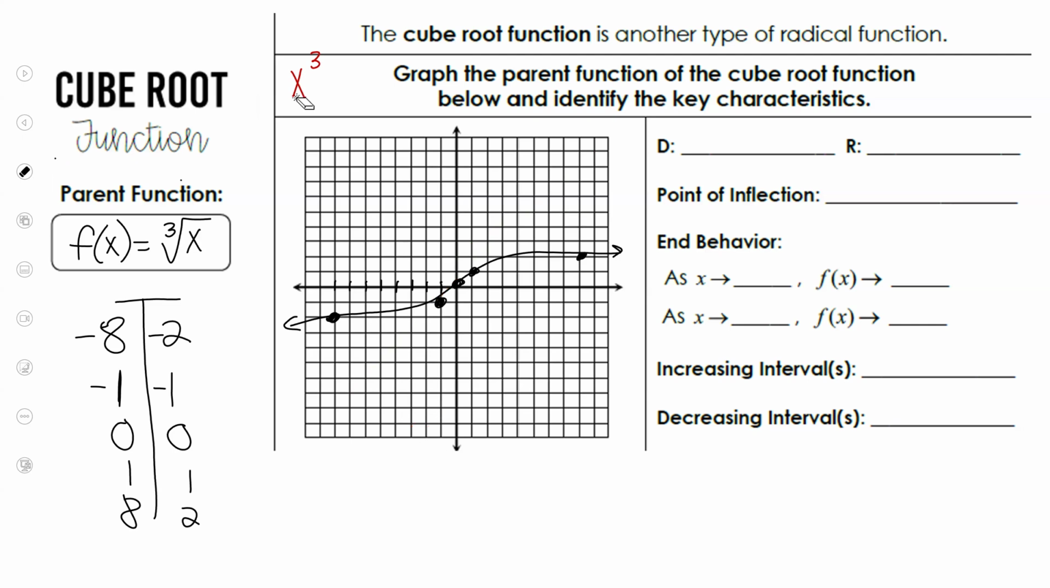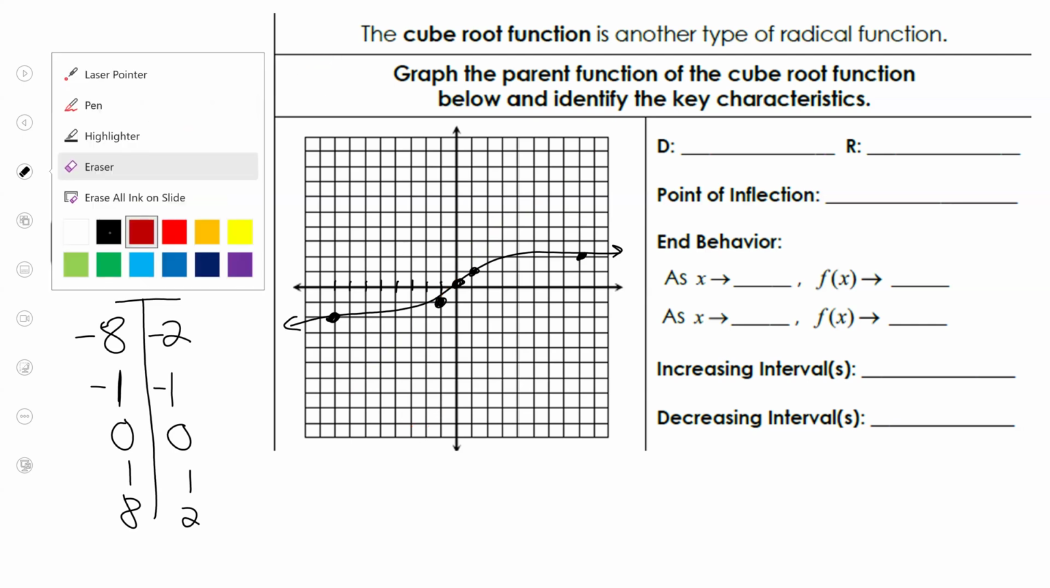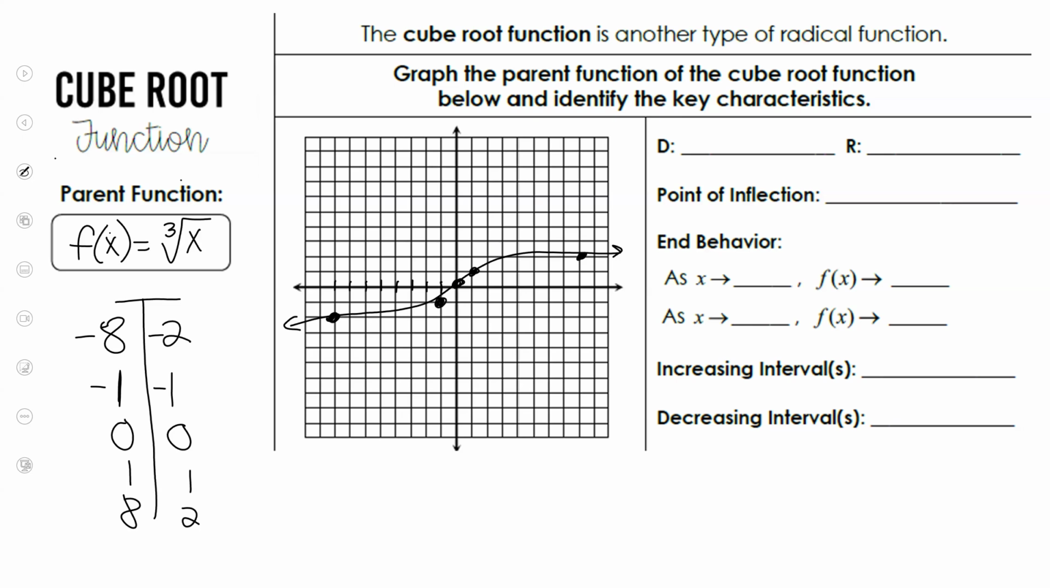Okay, let's answer the questions on our page here. What is my domain? All real numbers, it's going forever to the left and forever to the right. So it just covers everything. Okay, what about my range? All real numbers, it goes forever down and forever up. So that will also be the same.